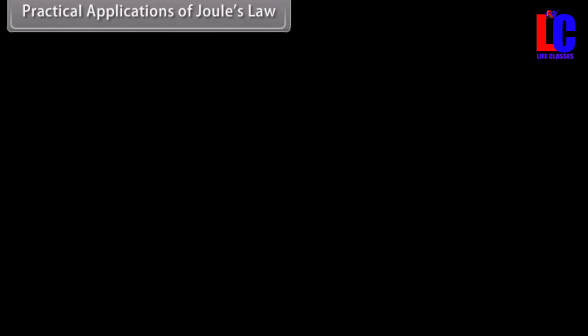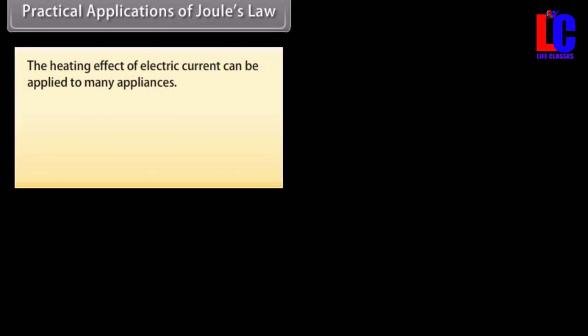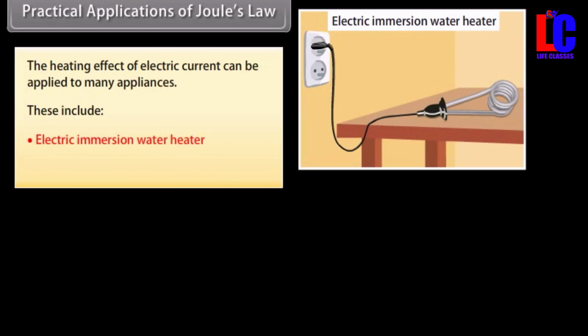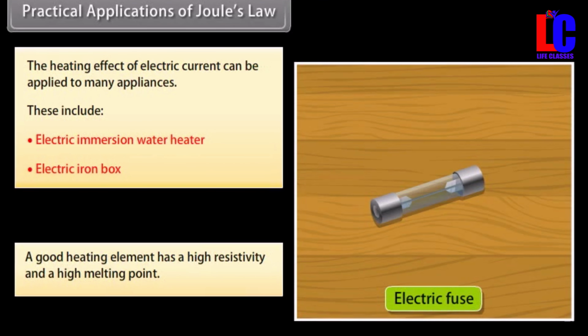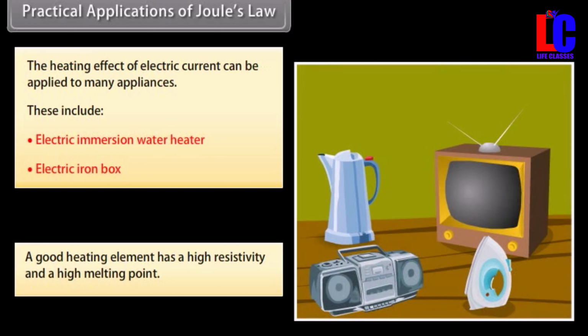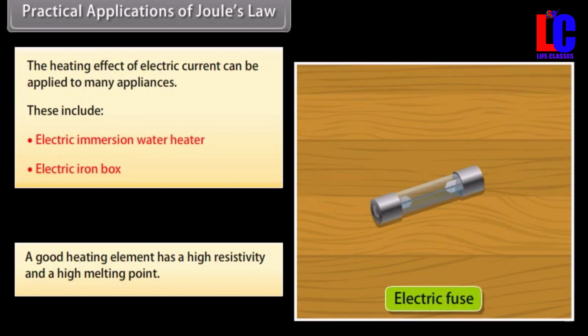Practical applications of Joule's law. The heating effect of electric current can be applied to many appliances. These include the electric immersion water heater and electric iron box. A good heating element has a high resistivity and a high melting point. For example, an electric fuse is an example of the heating effect of electric current. The rating given as 3A of an electric fuse states that the maximum current it can sustain is 3 ampere.